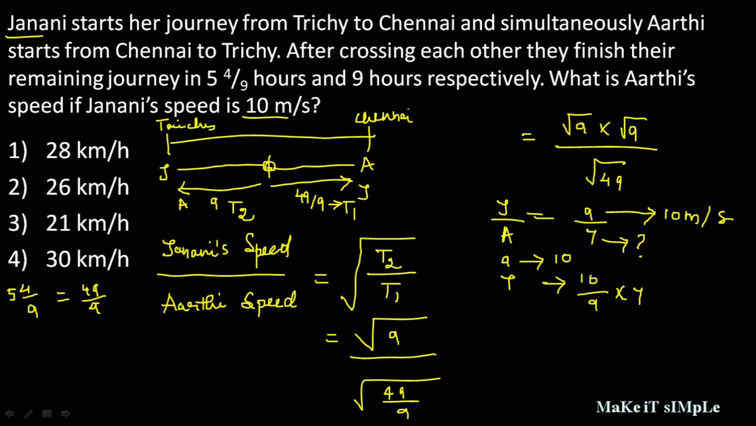In the question, the options you see are everything in kilometer per hour. So we have to convert into kilometer per hour. How can we convert meter per second into kilometer per hour? We will have to multiply this with 18/5. So now we proceed here, 2 times, then 5 2s are 10. So we will be getting 28 kilometer per hour. This is the answer.